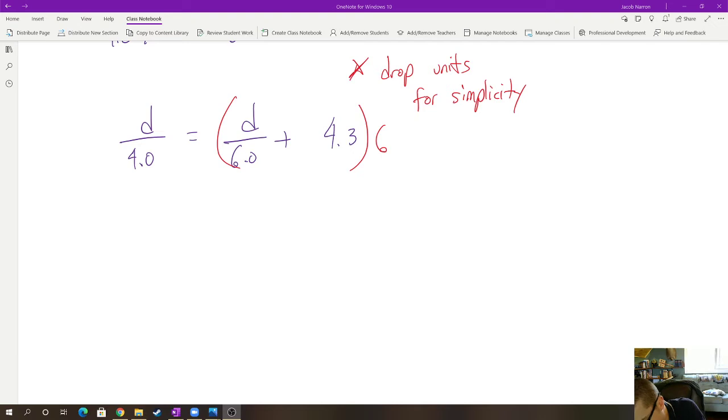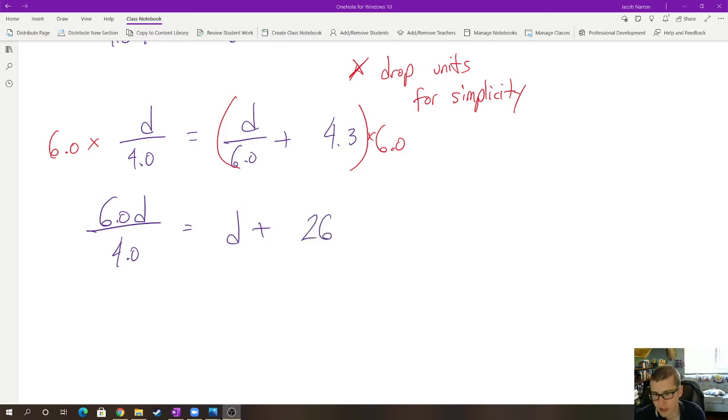And again, as you know, if you multiply one side by something, you have to do the same thing to the other side. So I'm going to multiply both sides by 6.0. That's going to help me get rid of that fraction. Okay, and so by doing that, this is what I end up getting. Now I have 6.0 times d over 4.0 is equal to d plus, by the way, 4.3 times 6.0 basically ends up getting you 26 again. We're basically going back to that fraction from before. But yeah, 4.3 times 6.0, near as makes no difference, gives us 26.